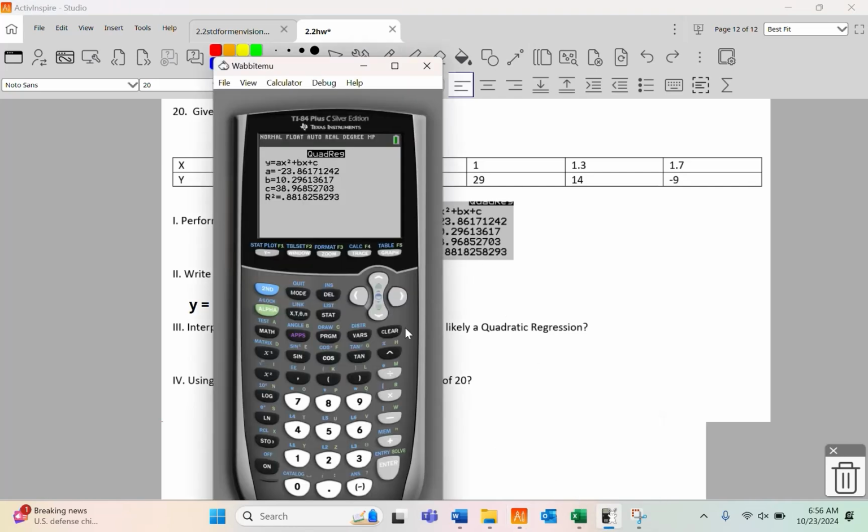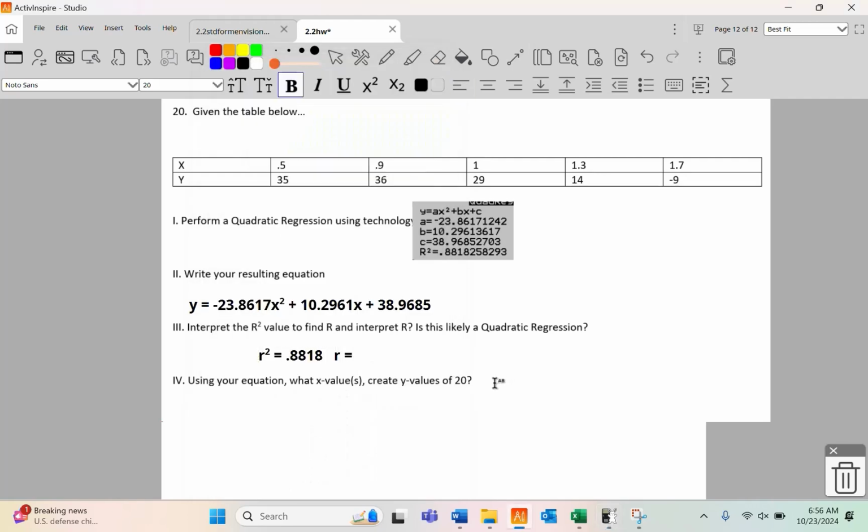All right, let's see what that is. Square root of 0.8818, and I'm going to go farther because I can see the numbers here. 258293, which is 0.9045 or 0.9046.